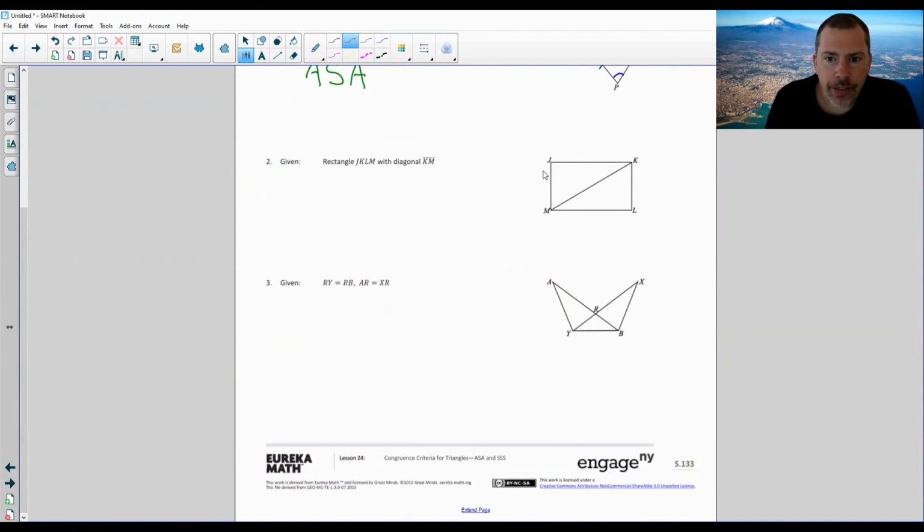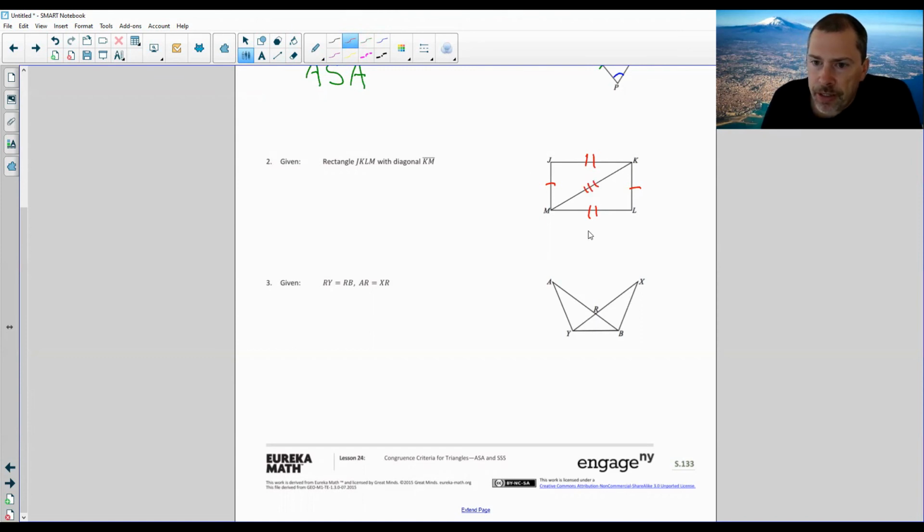Given rectangle JKLM with diagonal KM. Rectangles, by definition, have opposite sides congruent. So JM is congruent to KL. Likewise, JK is congruent to ML. This has different answers, there are different reasons.